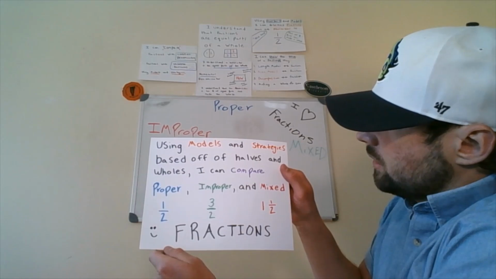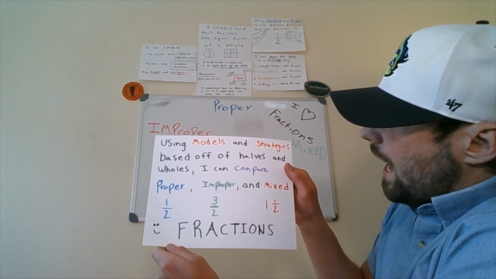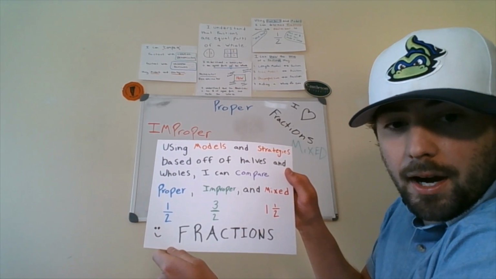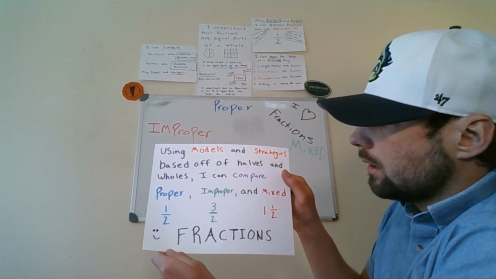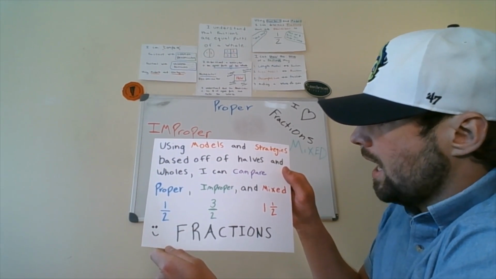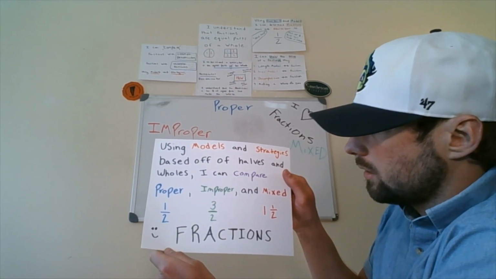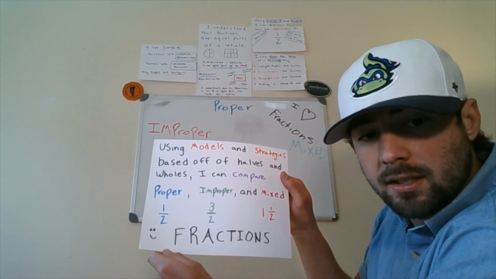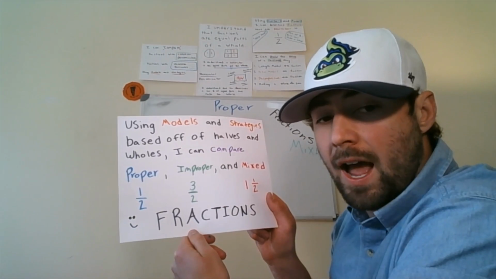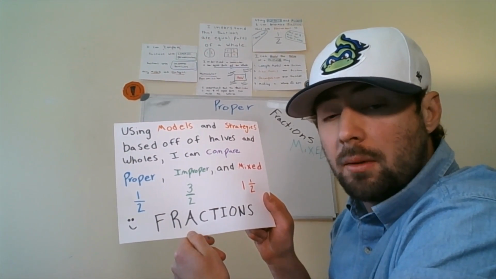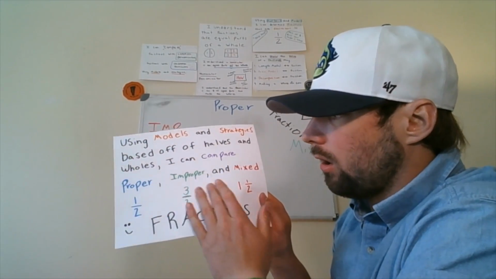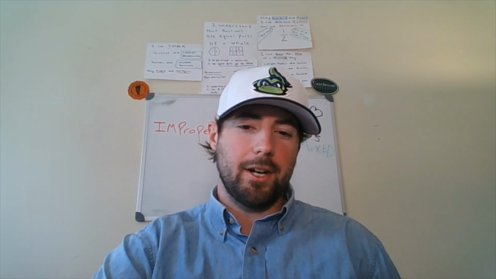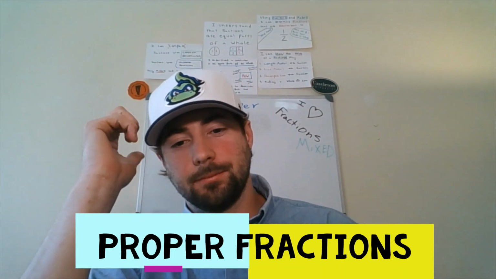Using models and strategies based off of halves and wholes, I can compare proper, improper, and mixed fractions. So we'll be using a lot of those understandings from last lesson, finding 1/2, to help us compare all the kinds of fractions. All right, editor, work your magic.